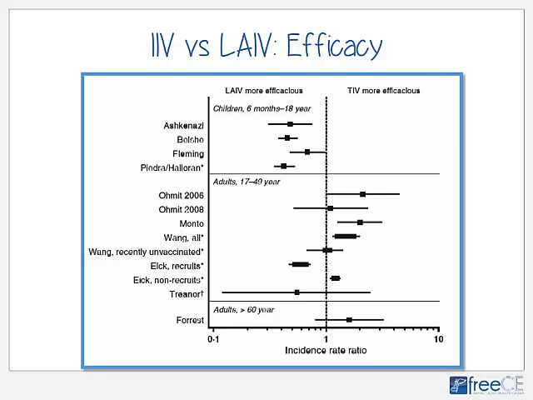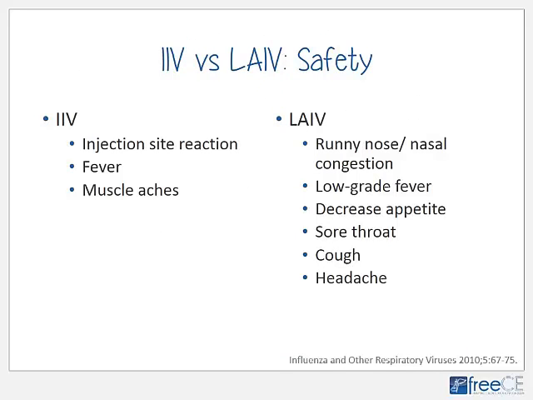So the place that I would think about using a live attenuated vaccine product is really in my younger population. I think once you get over the age of 18, the data is a bit more inconclusive, and the reason I would use the live attenuated product is for somebody who really has a fear of needles and doesn't have any other contraindications to receiving it. From a safety standpoint, the most common adverse events with the inactivated vaccine product are injection site reaction, fever, and muscle aches. With the live attenuated influenza vaccine product, we mostly saw runny nose, nasal congestion, as well as low-grade fever, decreased appetite, sore throat, cough, and headache.